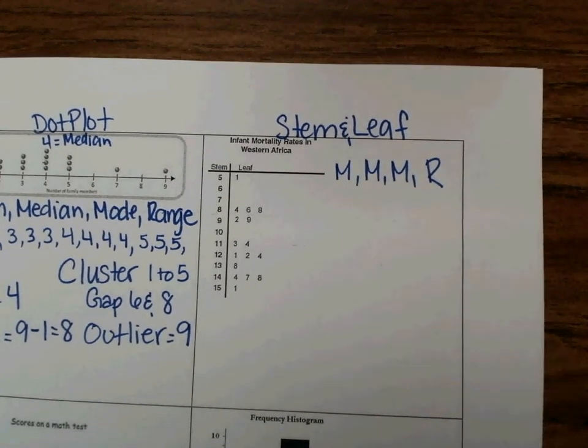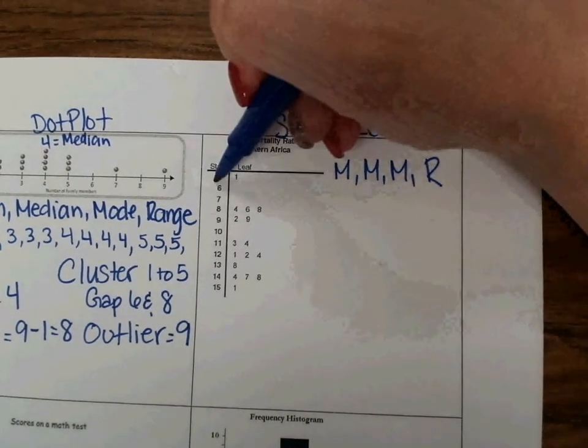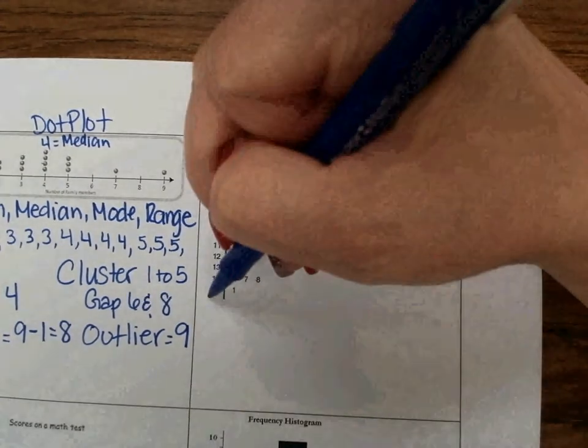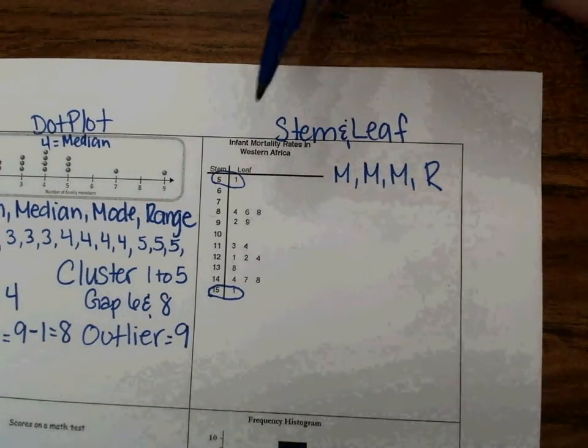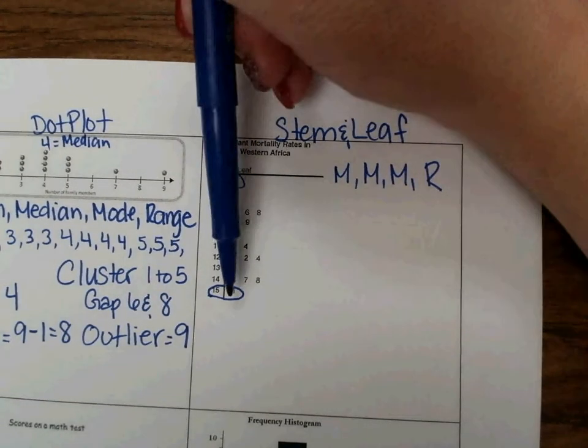The range is also very easy to find because it's your first number, which is 51, and your last number, which in this case is 151, and we subtract those. So it's 151 minus 51, which is 100 for our range. I have saved median for last because median is a little bit trickier. We are going from our smallest to our largest and finding the middle.